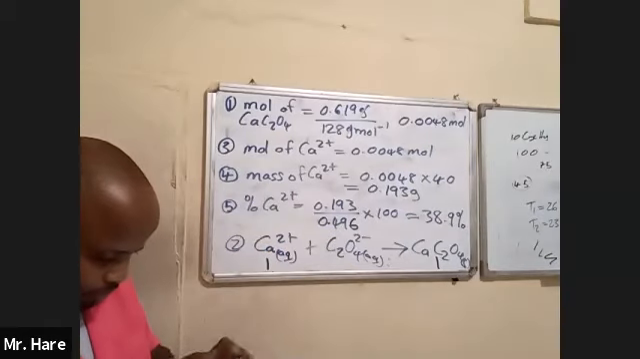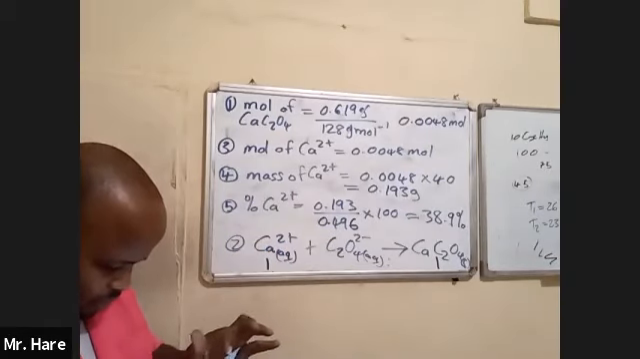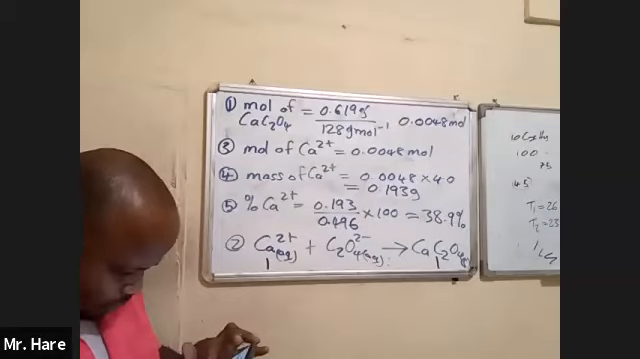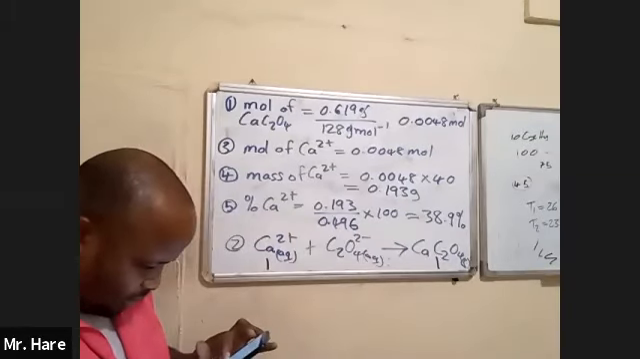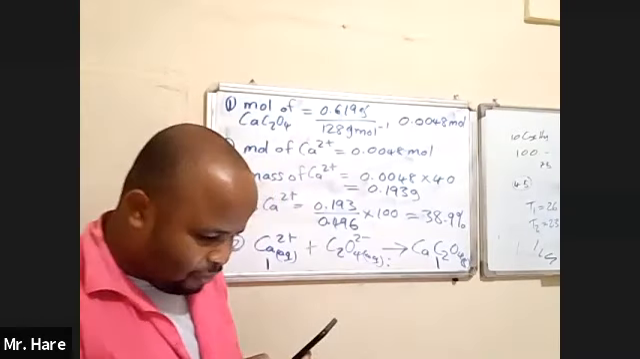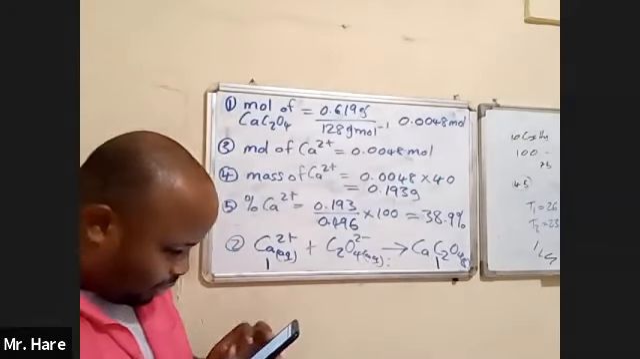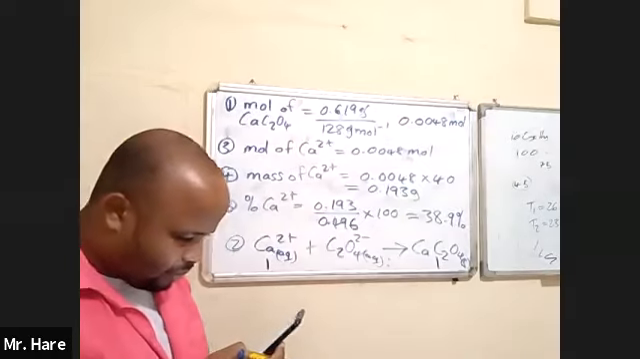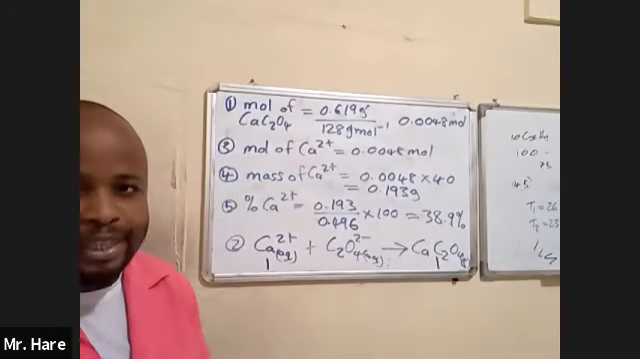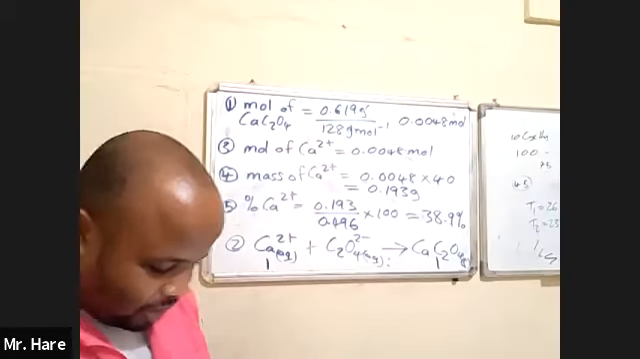Let me see what was given for number 5. So number 5, we have the next calculation. We're going to do number 5, and it's a thermometric titration.